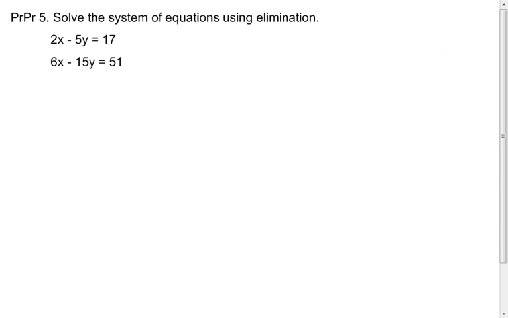Here's yours. Again, is there anything I can multiply 2 by to get 6? Yes, there is. If I multiply 2 by 3, then I get a 6. Okay? I'll let you continue from there.